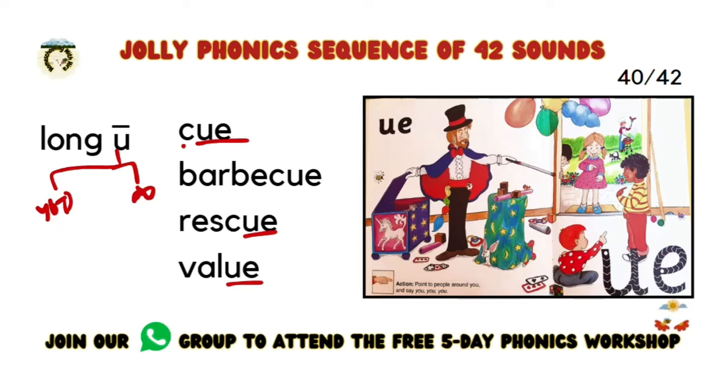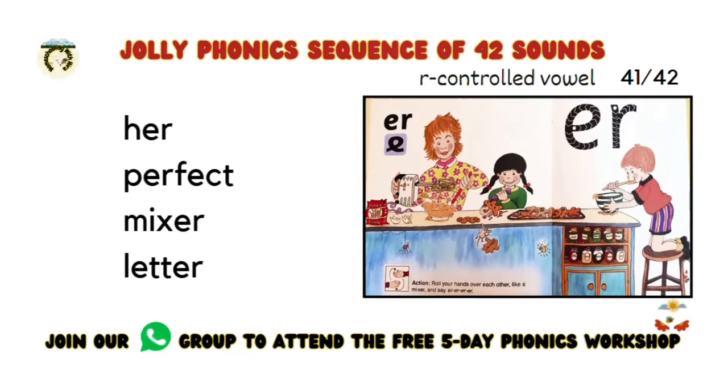Okay, now we have the R sound or a sound. Once again, this sound is differently pronounced in American and British English. Britishers don't pronounce the R and they say this sound as a. For example, her, perfect, mixer, letter, beater, ginger. So the British pronunciation of this sound is simply like a.